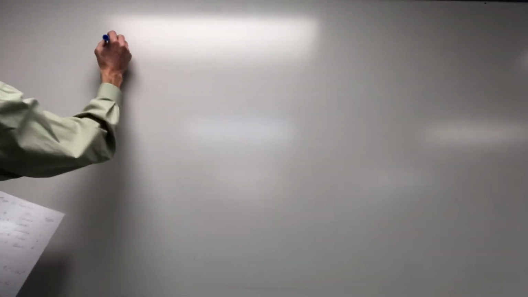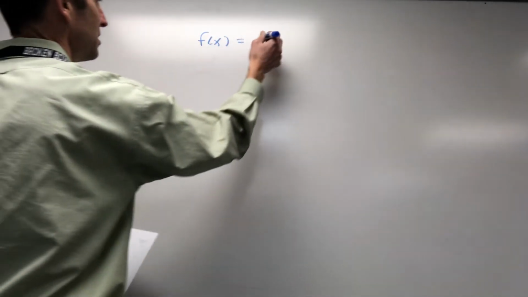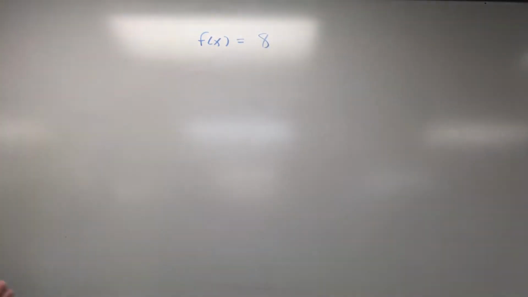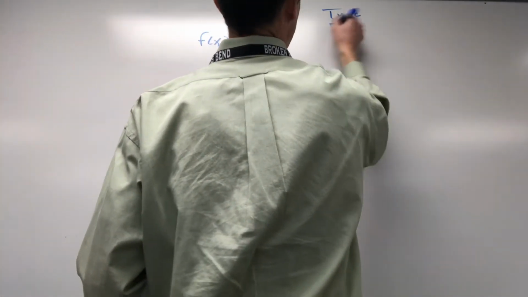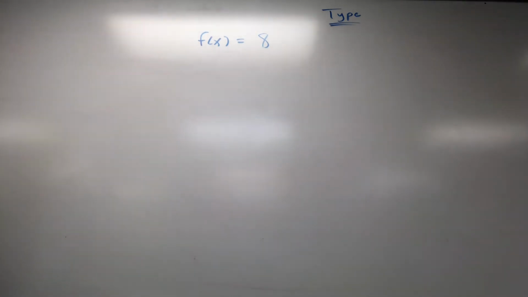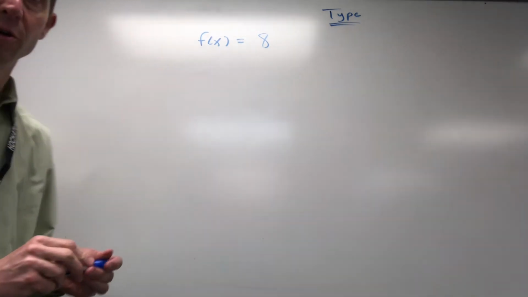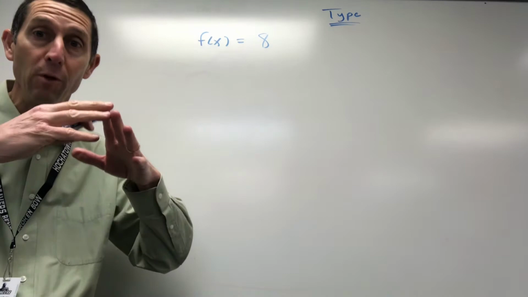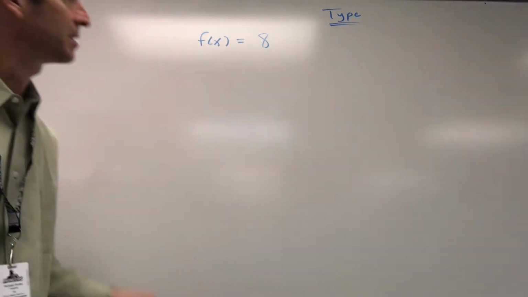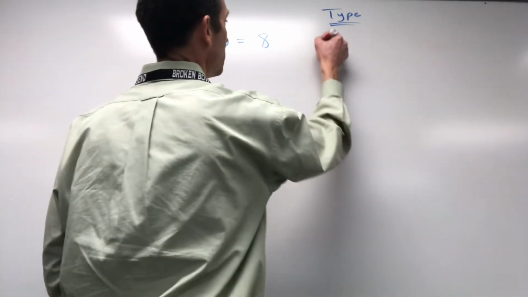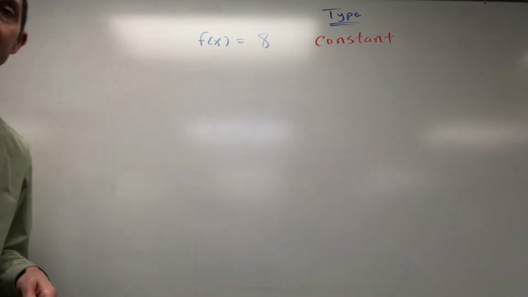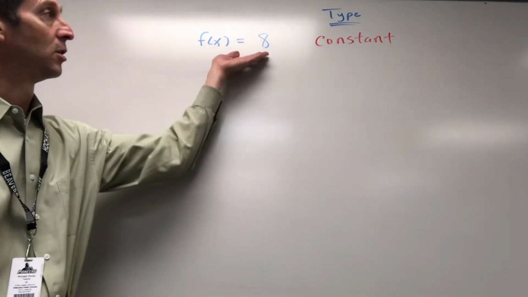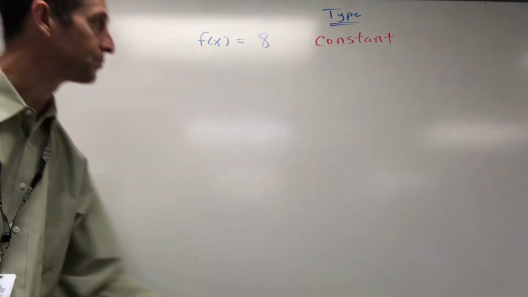We're going to do type. All right, here we go. Let's go. f of x is equal to, say, just a number. How about 8? And we've got to say what type of function this is. Now, if it's just a number, there's no variable on it, there's no x. If that's the case, the type on this is called a constant. So when you have to identify the type of function, no x, it's called a constant function.